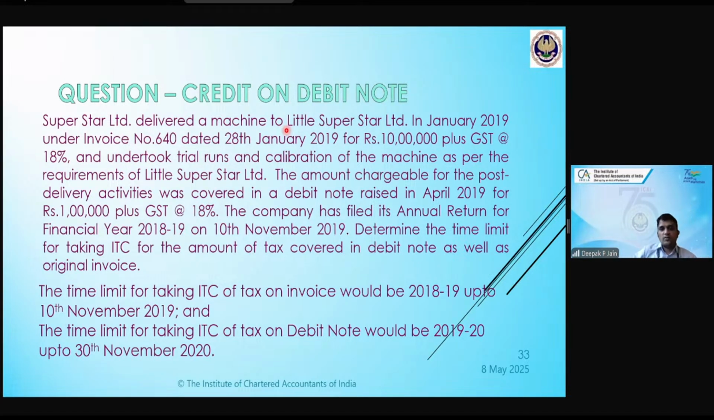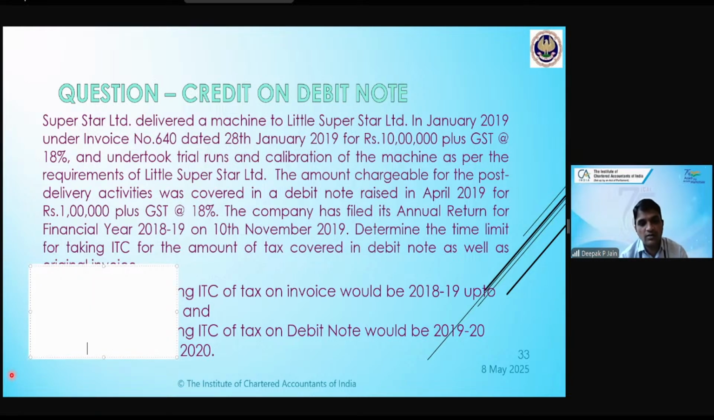So there was a debit note raised because of post-delivery charges, they have done some trial runs and all. After raising the invoice, they have charged it. The amount chargeable for the post-delivery activities was covered through a debit note raised in April 2019 for the value of 1 lakh rupees plus GST at 18%. The company has filed its annual return for the financial year 18-19 on the 10th of November. Now determine the time limit for taking the ITC for the amount of tax covered in the debit note as well as the original invoice. What will we do, hide it?